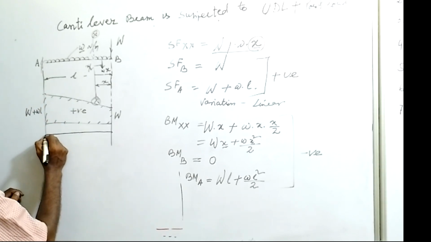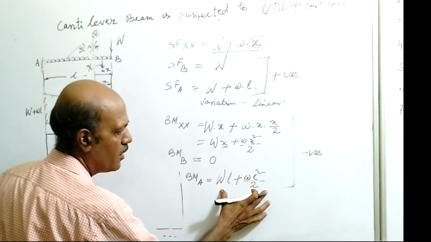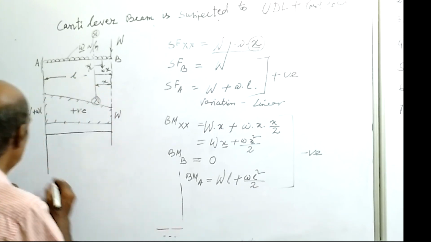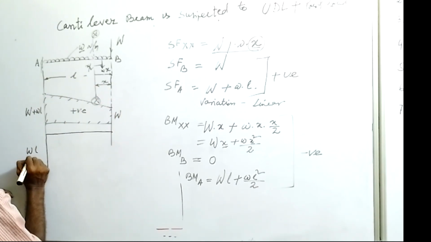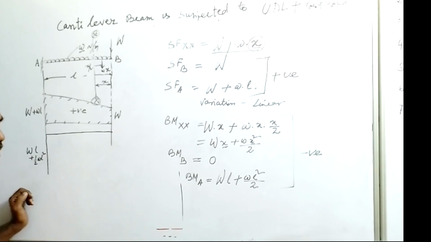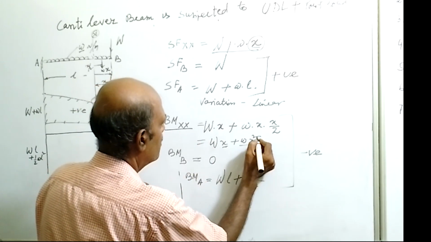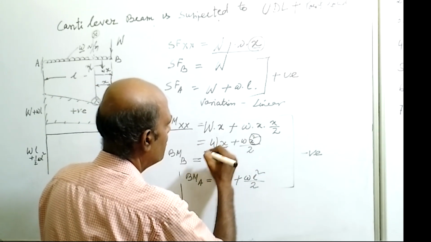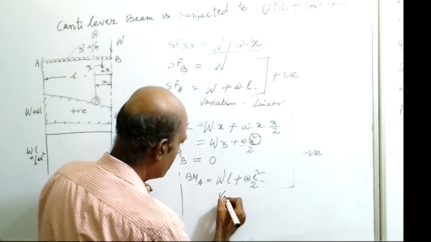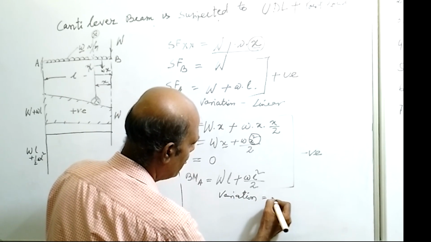At point A, bending moment, with some scale you measure this, capital W into L plus small w into L square by 2. So capital W into L plus half small w into L square. And the variation, we will see the variation in bending moment equation. So here you can see the maximum power of X is 2. So that means the variation is parabolic. Variation of bending moment with X distance is parabolic.